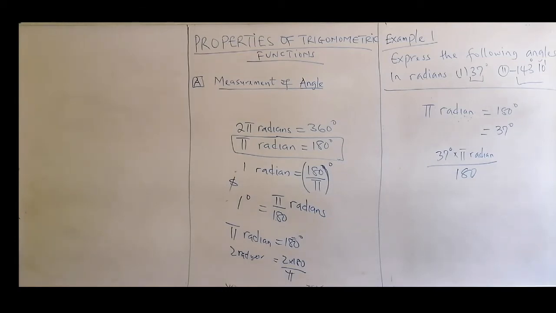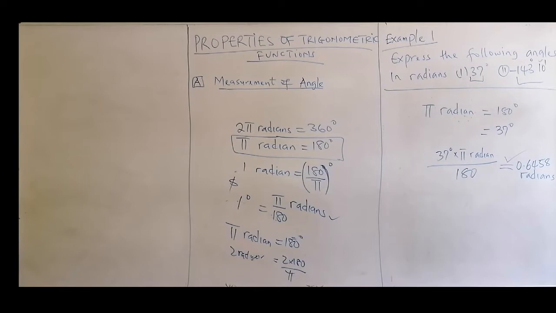And if you look at your formula also, you want to convert to radians. So if you divide, then you have 0.6458 radians. That's that one.